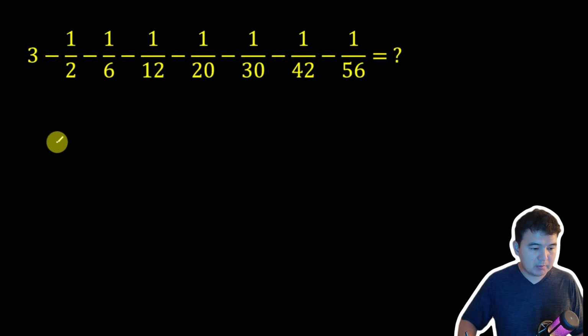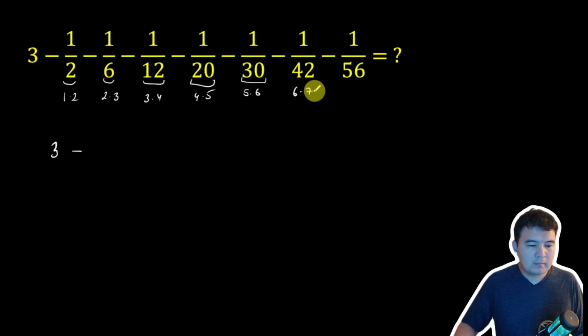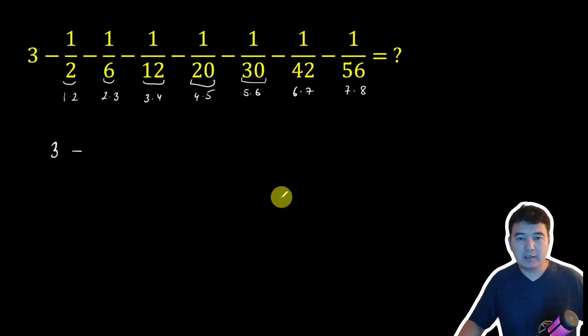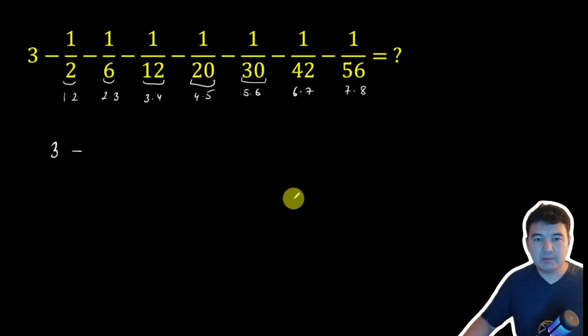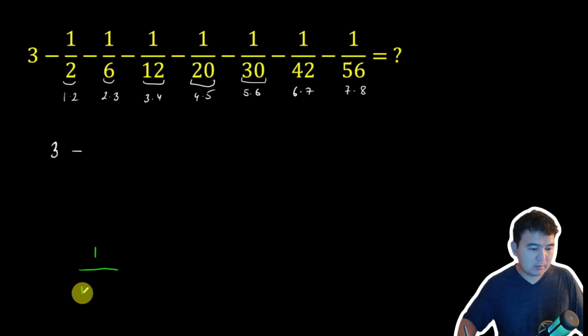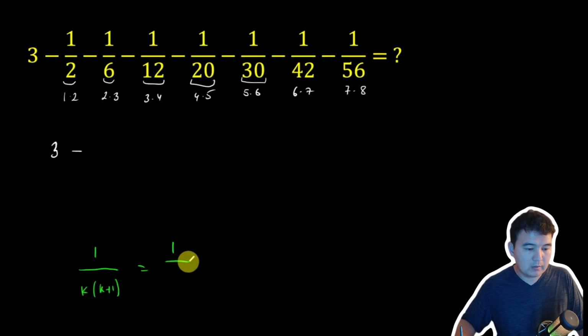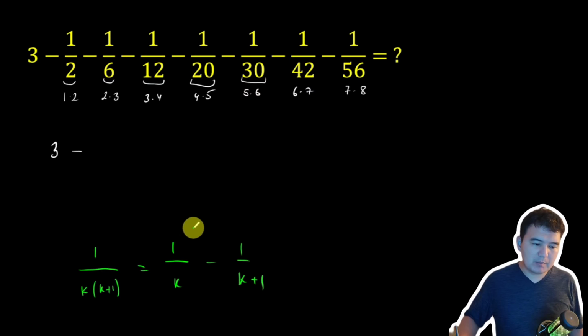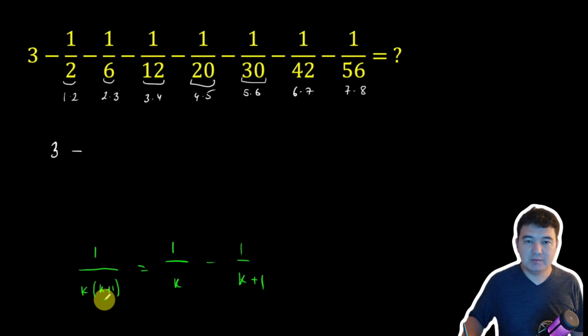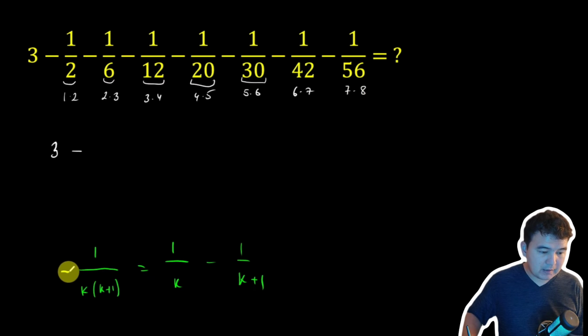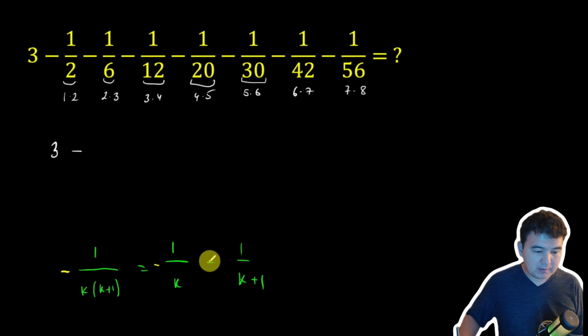So the pattern in this problem is all these numbers. This is 1 times 2, and you can see that this is 2 times 3. Now we recall one very important idea from maybe middle school algebra. When you have a fraction like 1 over k multiplied by k plus 1, this fraction can be decomposed into two fractions: 1 over k minus 1 over k plus 1. If you do the common denominators here, you'll get 1 over k times k plus 1. If I put a negative sign in front, this becomes negative, this one becomes positive.